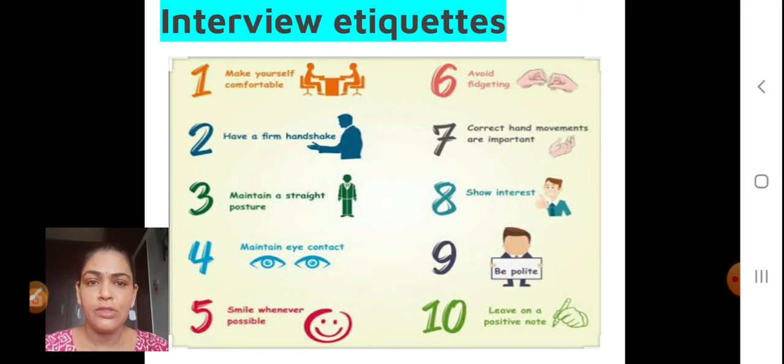Show interest. Do not seem that you have just come for an interview to pass the time. Show your interest and make the interviewer also feel very comfortable. Be polite. Do not be rude at all. So politeness is one very important thing in an interview which we should not leave. And when you are leaving after your interview, leave on a positive note.